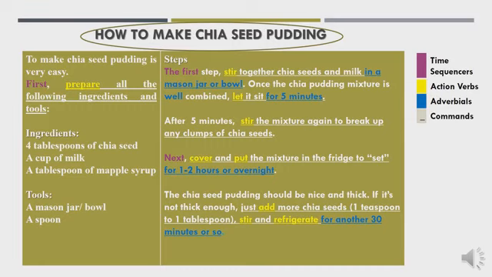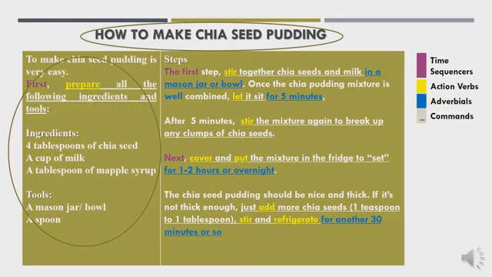Oke, setelah goals, maka kita menuju ke bagian kedua, yaitu materials or tools, ya. Here it is. To make chia seed pudding is very easy. First, prepare all the following ingredients and tools, ya. Membuat puding chia seed itu sangatlah mudah. Yang pertama, persiapkan semua bahan dan alatnya. Jadi disebutkan semua bahan dan alat yang diperlukan untuk membuat puding biji chia.